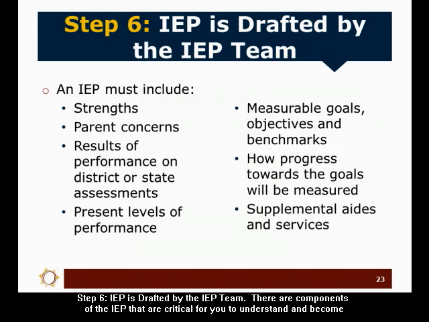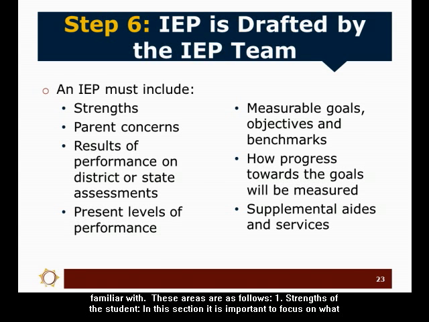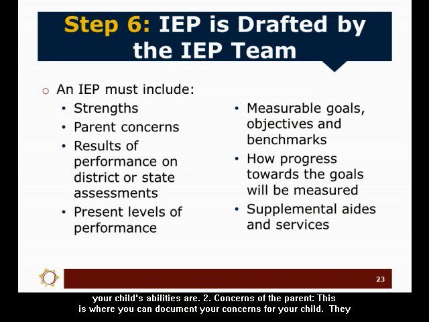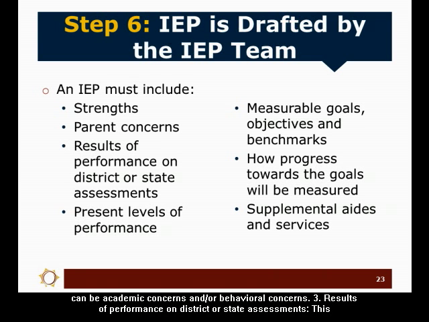Step 6. IEP is drafted by the IEP team. There are components of the IEP that are critical for you to understand and become familiar with. These areas are as follows. 1. Strengths of the student. In this section, it is important to focus on what your child's abilities are. 2. Concerns of the parent. This is where you can document your concerns for your child. They can be academic concerns and/or behavioral concerns.